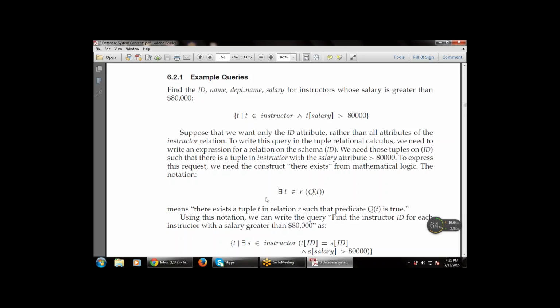Using this notation, we can write the query: find the instructor ID for each instructor with a salary greater than 80,000. So, finding the ID for each instructor with a salary greater than 80,000, we write: t such that there exists an s that belongs to the instructor, where t[ID] equals s[ID]. That is, the ID of t and the ID of s will be the same, and the condition is that s[salary] is greater than 80,000. That is also a condition.